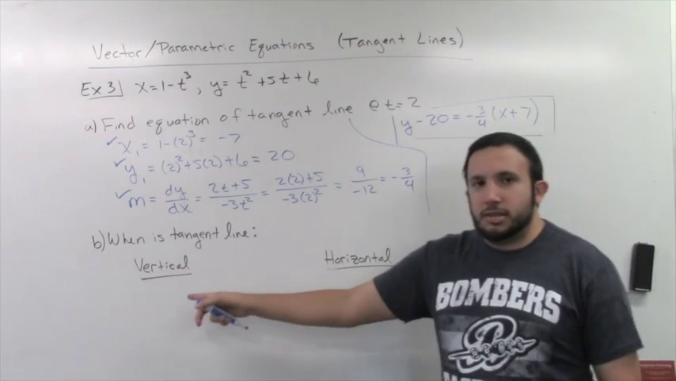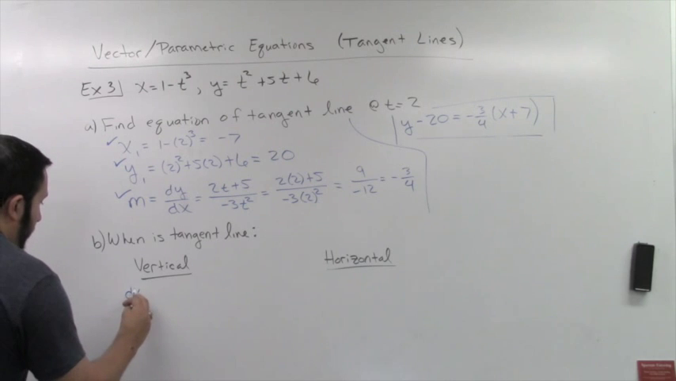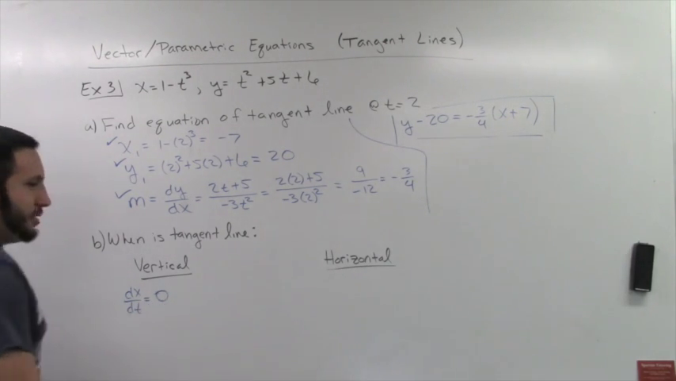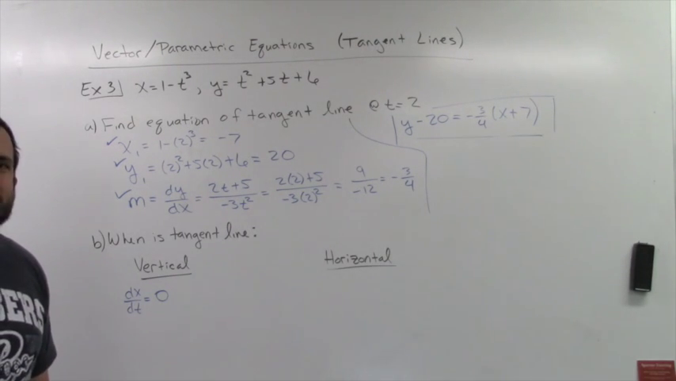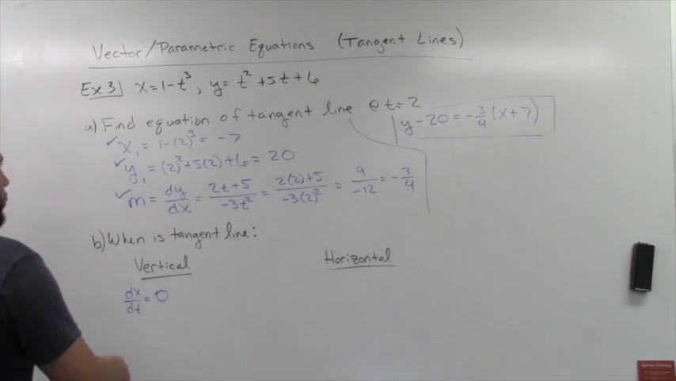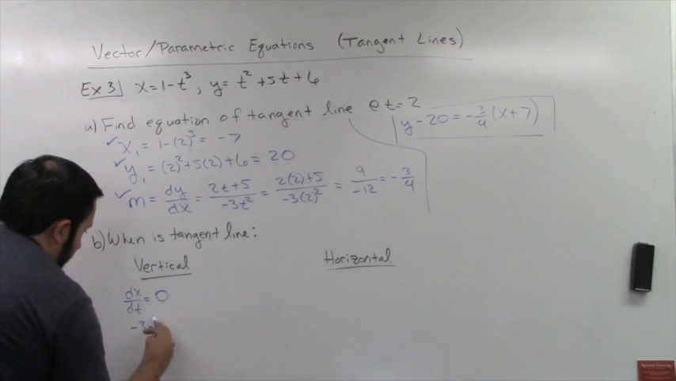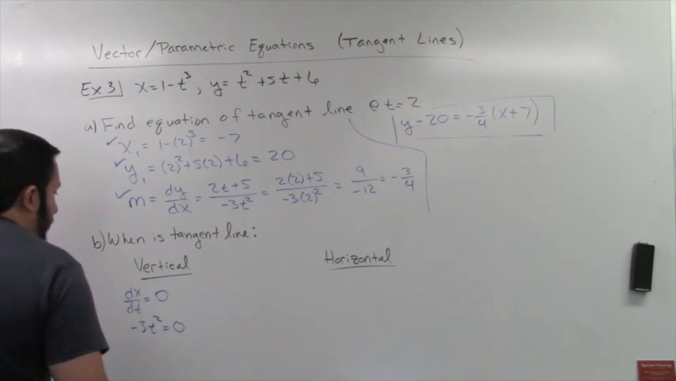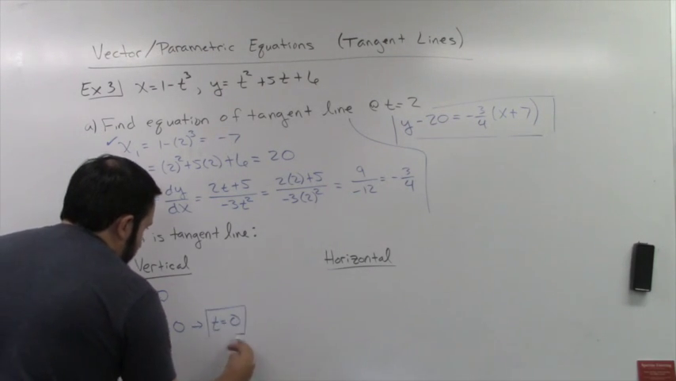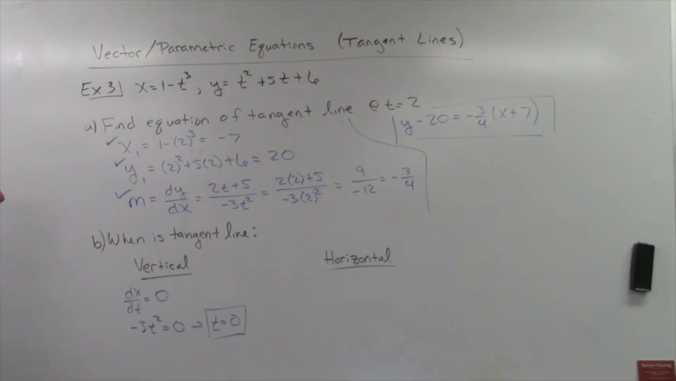Well, the tangent line is going to be vertical when dx/dt is equal to 0. When the derivative of x is 0, that is when my tangent line is vertical. So the derivative of x is negative 3t squared. I set that equal to 0, solve for t, and t is equal to 0. Therefore, at t equals 0, the tangent line is vertical.